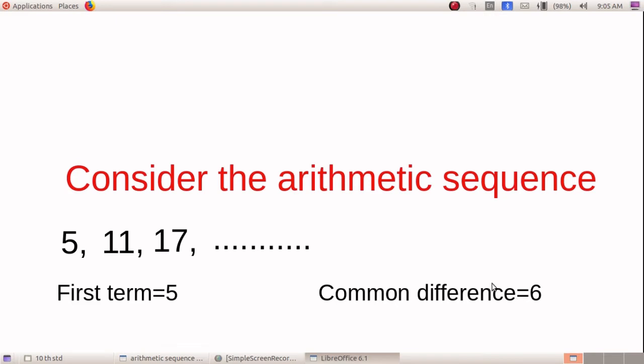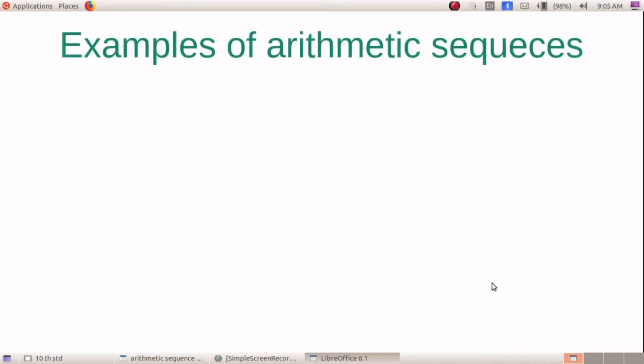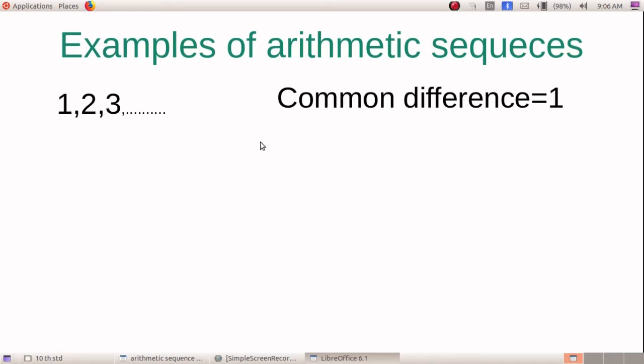For an example, counting numbers. Counting numbers mean numbers used for counting, that is 1, 2, 3, etc. Another name for that is natural numbers. It is an arithmetic sequence. You see, the common difference is 1. Because if we take any two adjacent terms, the difference between them is 1. The common difference is 1.